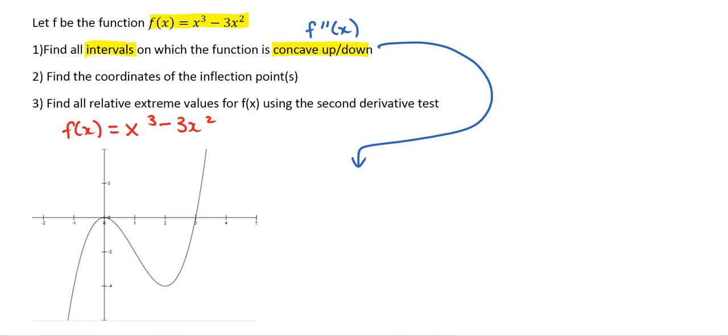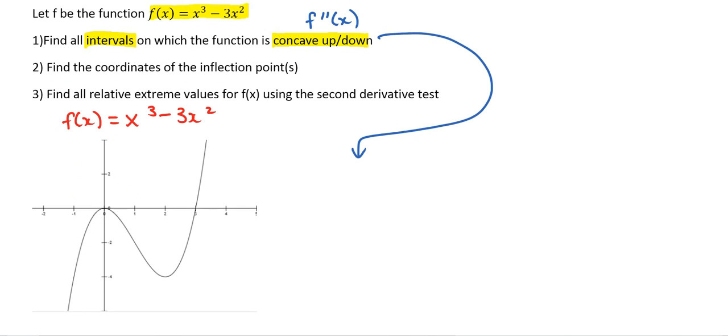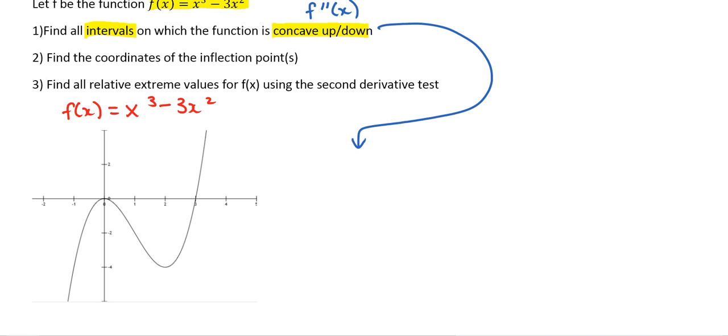And if I want to find the intervals where I'm concave up and concave down, we need to analyze our second derivative. So if I want my second derivative, I need to analyze the first derivative. So this is going to be 3x squared minus 6x. Okay, and then my second derivative, f double prime of x, that's going to be 6x minus 6.